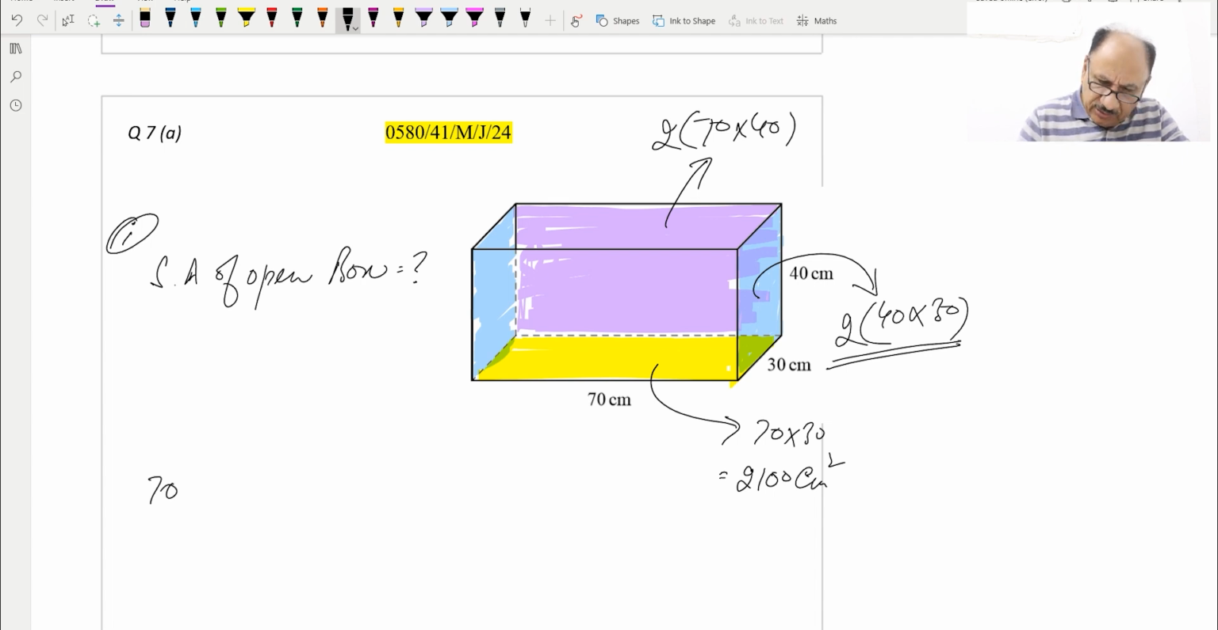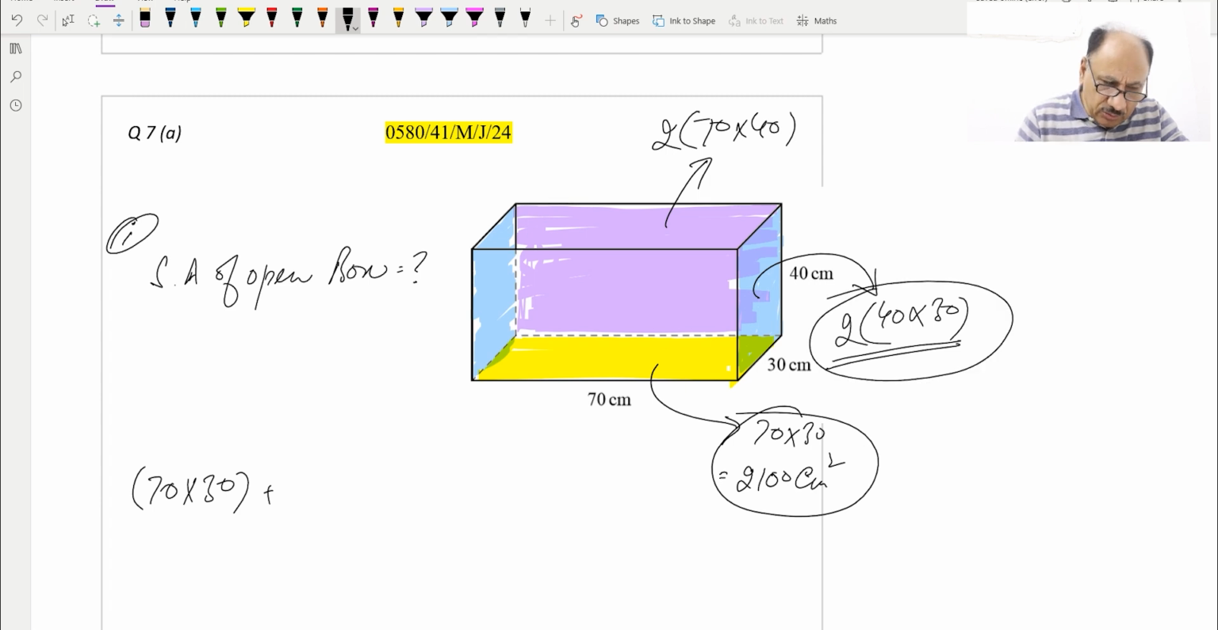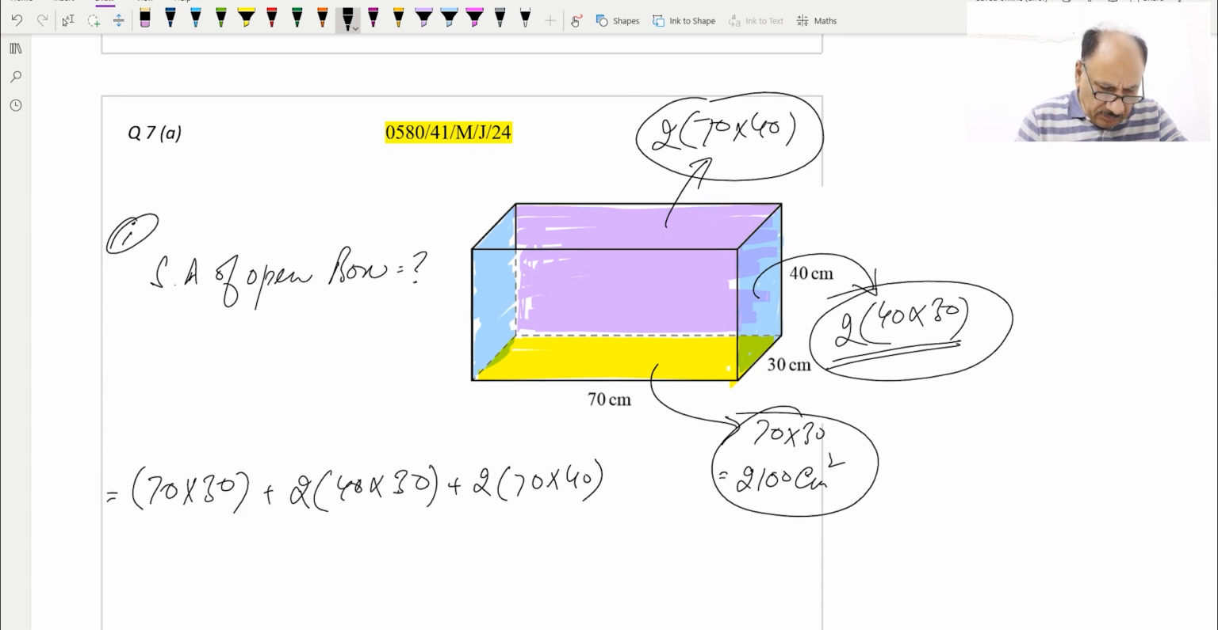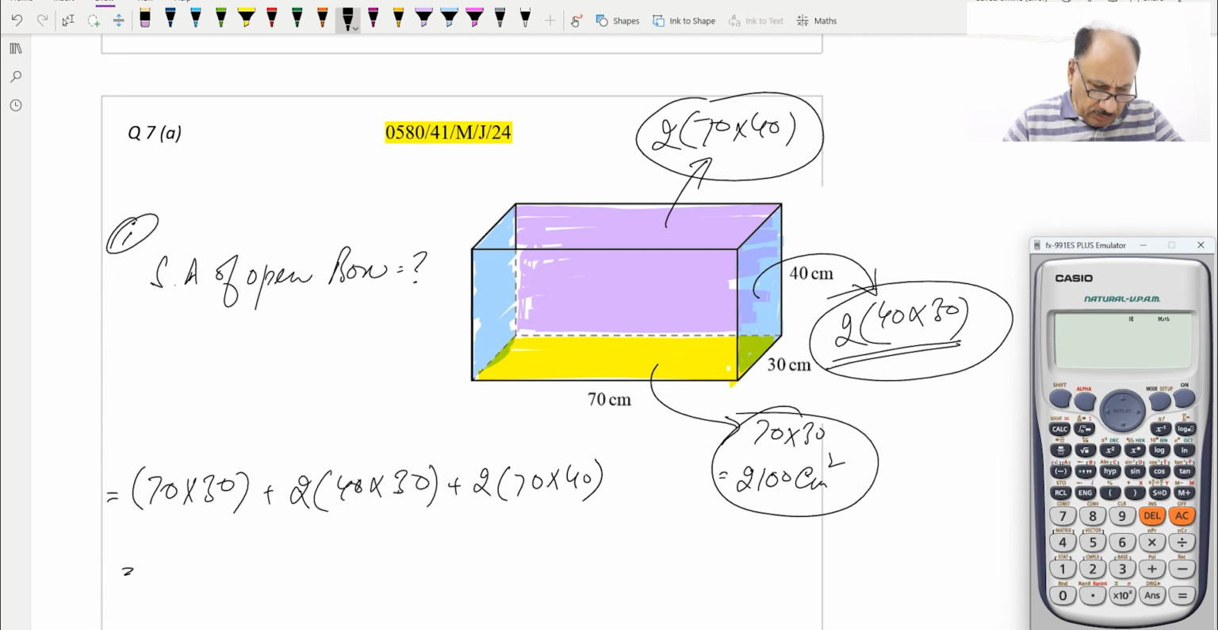So one side is 70 into 30, which is this one we have taken, and the other two sides are this one, so we can write 2 into 40 into 30, and plus two sides are these, so it will be 2 into 70 into 40, and this will be the surface area of the open box. We can use a calculator to calculate this.